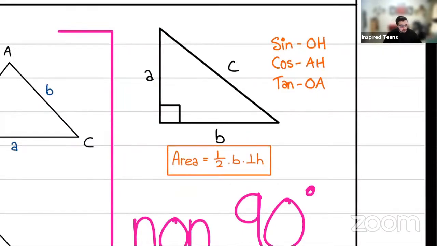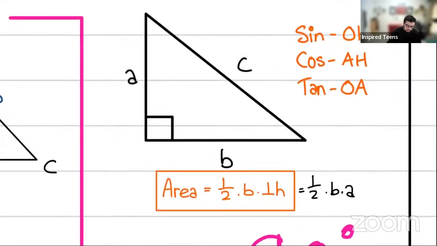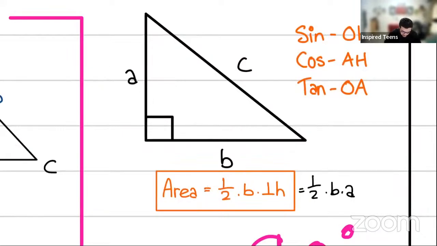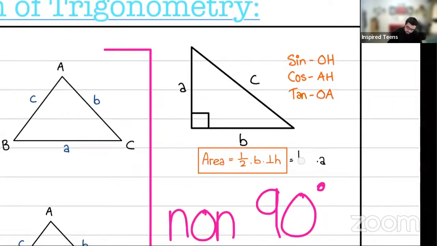Yes, in non-90 degree triangles, you can get a perpendicular height, but it's not ideal. In this 90-degree triangle, it's so easy to get a perpendicular height. For example, here I could use B as my base. I could say this is equal to half times B times my perpendicular height, which could be A. And you basically just work with the two sides that create the 90-degree angle. So A and B are the sides, with 90 degrees between them. So you literally just work with those two sides in a 90-degree triangle for area specifically.